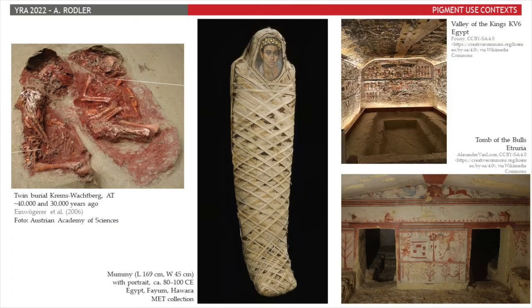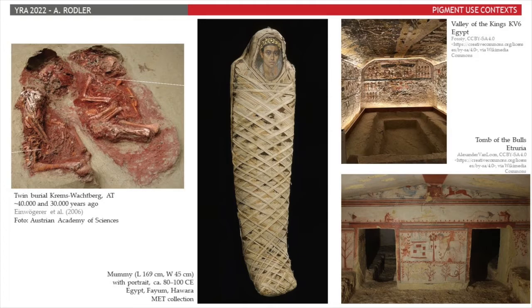So with the next couple of slides, I just want to give you a brief overview of some pigment use contexts, some settings where a lot of paint was found or also just very little, and we'll continue from there on how ancient polychromy research was initiated, or the first important steps.